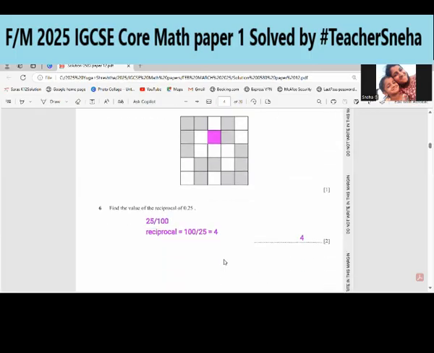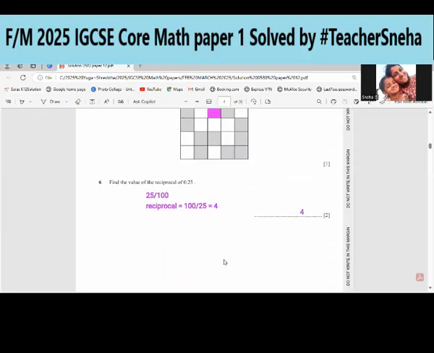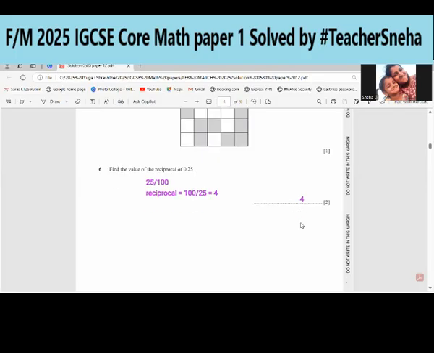Moving further to question number 6, find the value of reciprocal of 0.25. Reciprocal, for that first we need to write the given decimal as a fraction, which is 25 divided by 100. And reciprocal means we switch the places of numerator and denominator. So that becomes 100 divided by 25. And on simplifying that, we get an answer 4 because 100 divided by 25 is 4.